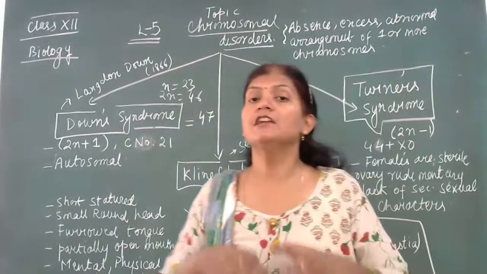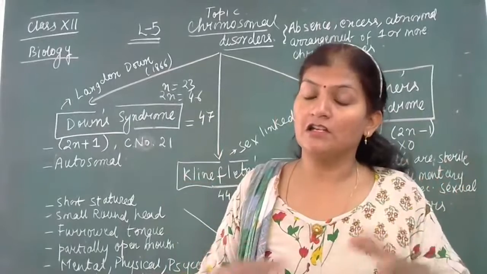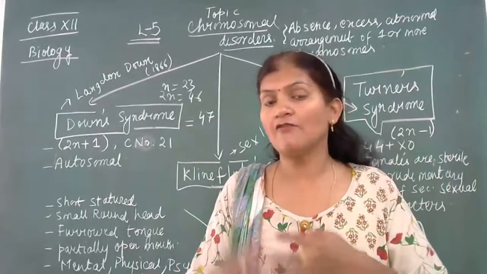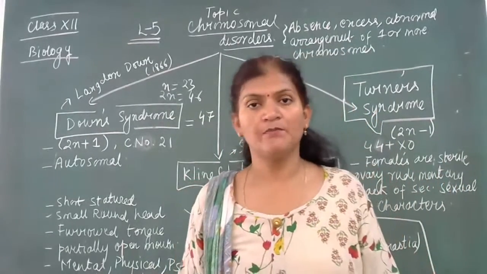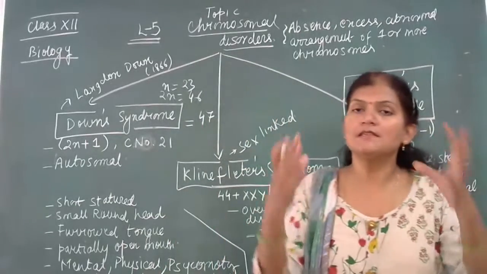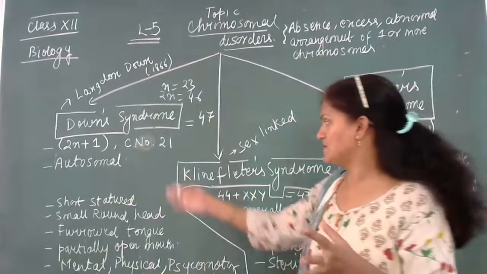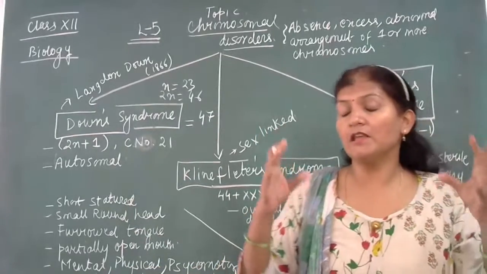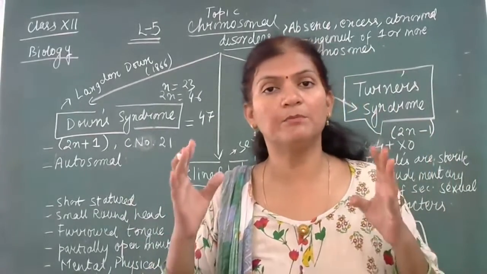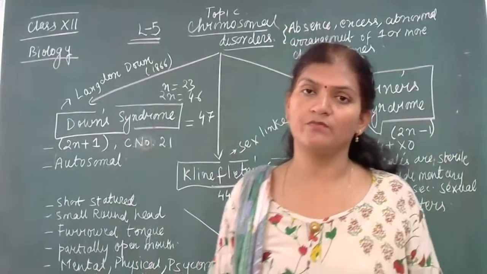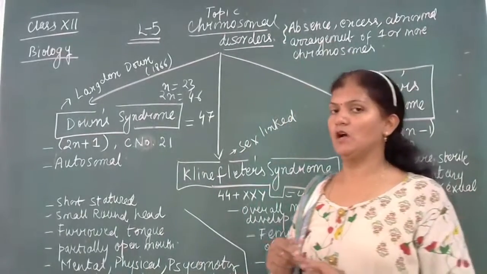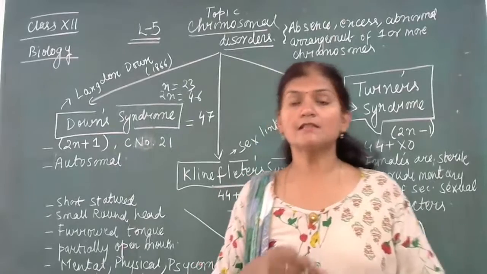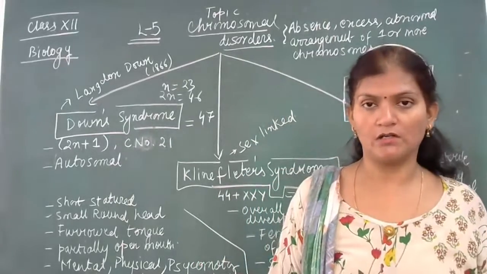Therefore, there are certain deformities which are formed inside the body. So if anyone sees that child on the basis of the symptoms which I have mentioned here, anybody can easily recognize that the particular child has Down syndrome. The other important thing about Down syndrome is that it's an autosomal disorder.